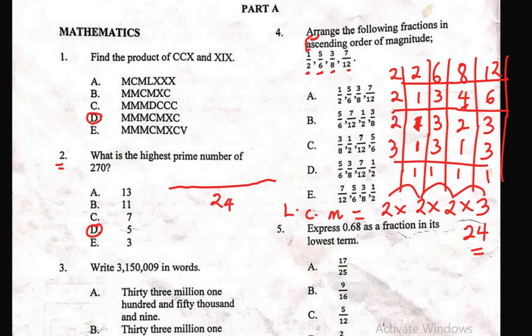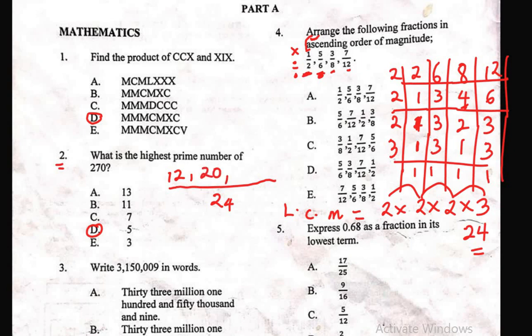Look at the first fraction, which is 1 over 2. You divide with the denominator and multiply with the numerator. Is that okay? So 24 divided by the denominator, which is 2, is 12. 12 times 1 is 12. Go to the next fraction, which is 5 over 6. 24 divided by 6 is 4. 4 times 5 is 20.